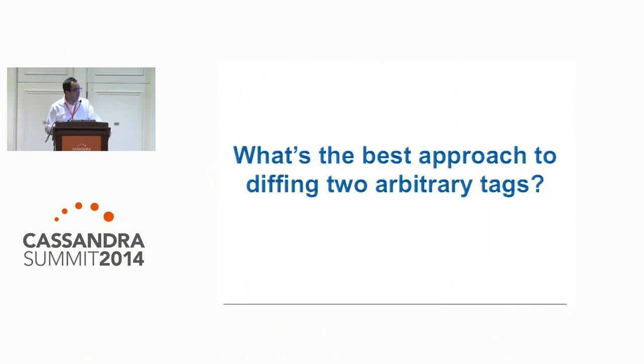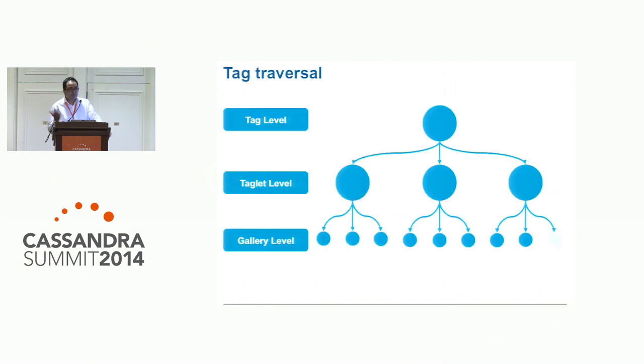So ultimately what we were talking about was, what's the best approach to diffing two arbitrary tags? One approach would be that we can just traverse the tag. So we'd have a look at two tags, we'd have a look at all the taglets that those two tags refer to, and then we'd have a look at all the gallery data that the taglets refer to. In this example, you probably can't see it too well, but the only difference is the leaf node on the right-hand side.